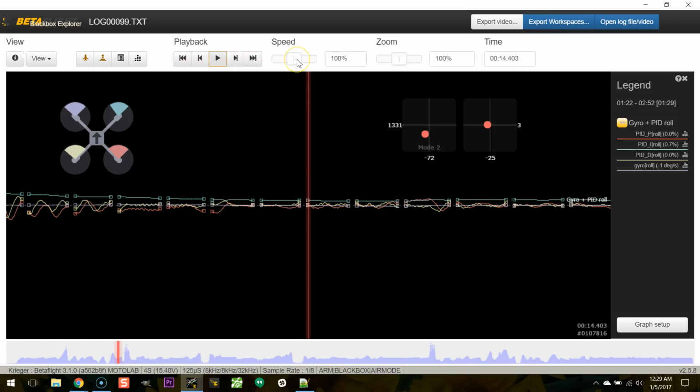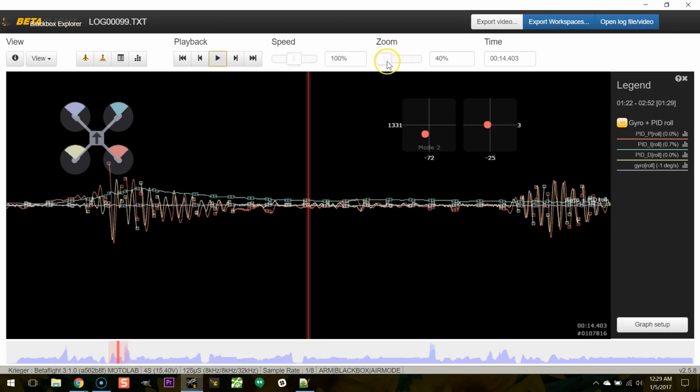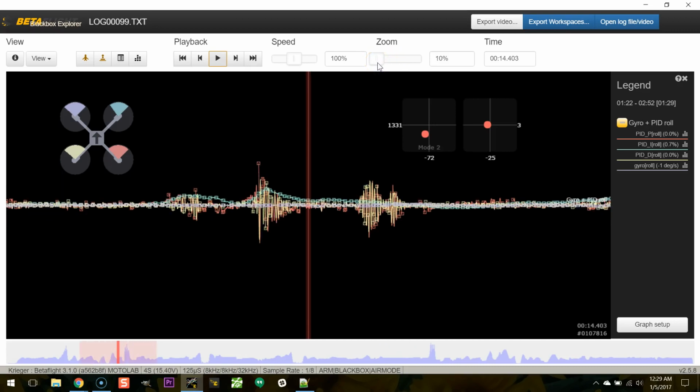This slider here controls the playback speed. You can slow it down or speed it up as you see fit, and we'll see different examples of that as we go forward. And then we've got the zoom slider, which zooms out and in again to let you see finer detail or a big picture perspective.